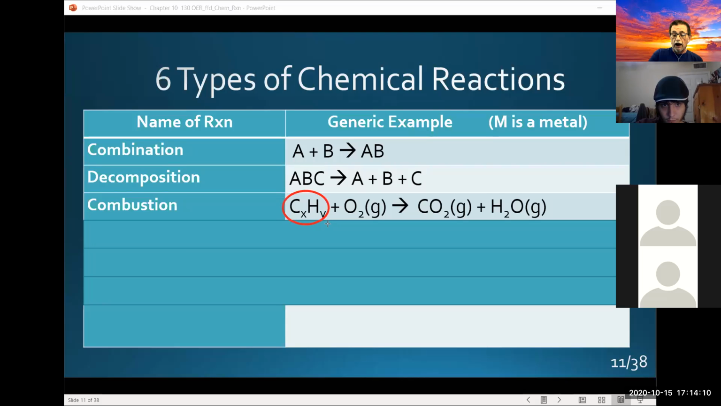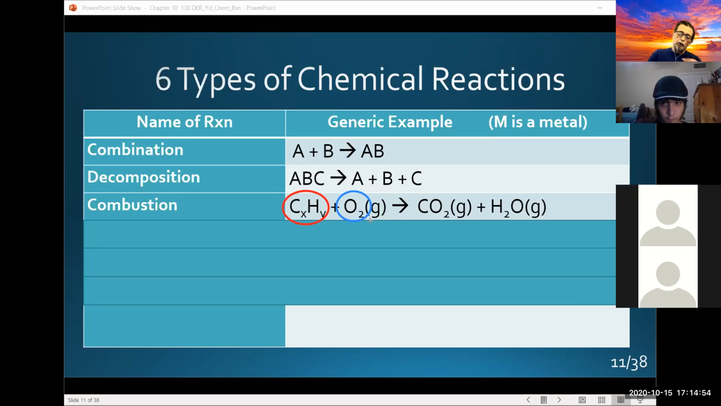Propane is a hydrocarbon. The X and the Y represent numbers. The smallest number for X is 1, and the smallest number for Y is 4. That would represent methane. But they get very big. The gasoline you burn in your vehicle is made up of hydrocarbons, and that X gets real big number-wise. But the main component for a combustion reaction is oxygen. Oxygen is a crucial reactant. Without oxygen, you have no combustion.